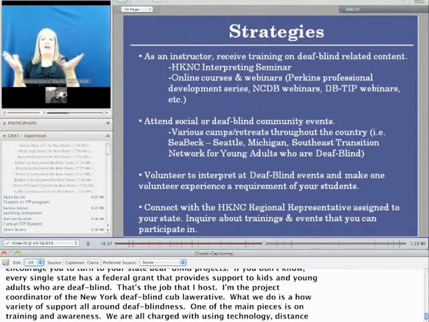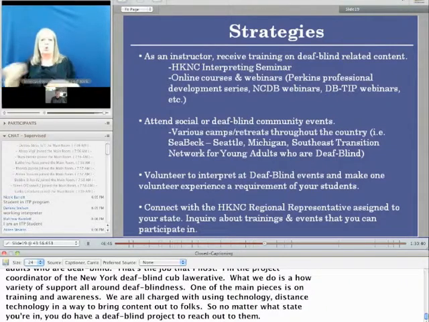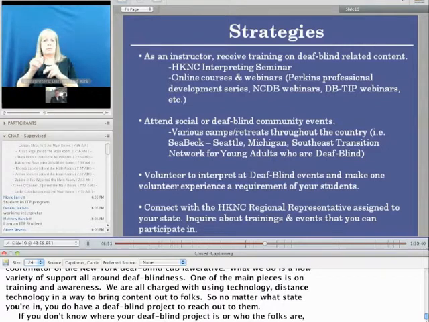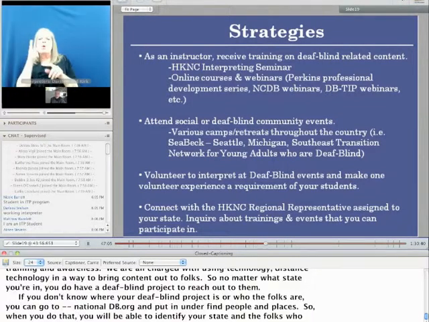And we are all charged with using technology, distance technology, in a way to bring content out to folks. So no matter what state you're in, you have a deafblind project, and you can reach out to them. If you don't know where your deafblind project is or who those folks are, you can go to nationaldb.org and put in under Find People and Places. And when you do that, you will be able to identify your state and the folks who are your directors, and they can also provide you with information about trainings happening in your area or resources.